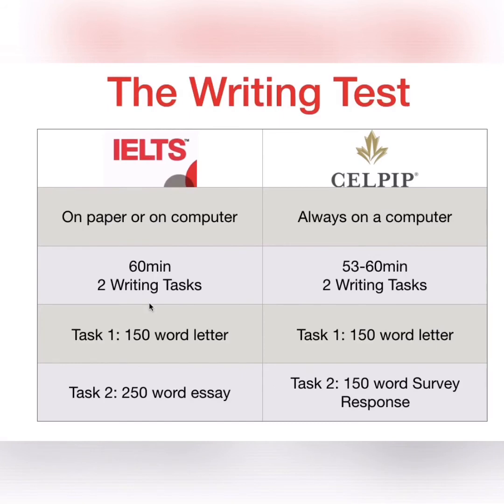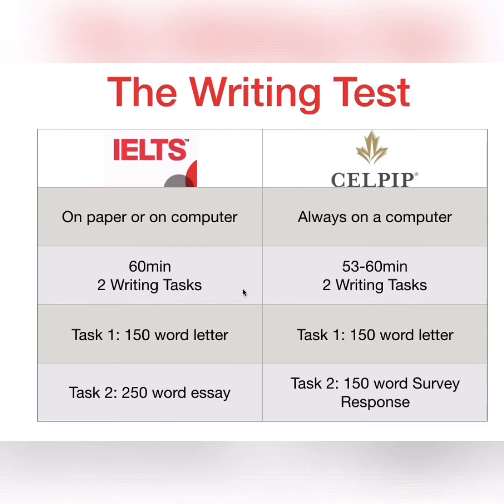Now, the IELTS writing test consists of 2 writing tasks, and you have 60 minutes to complete both. Again, you have to manage your time. We do teach our students time management because that's an important aspect of your exam prep. The CELPIP writing test is between 53 and 60 minutes, and you have the same 2 writing tasks.